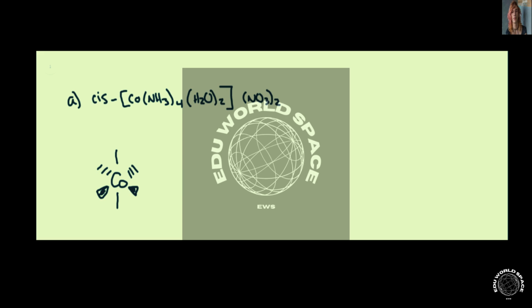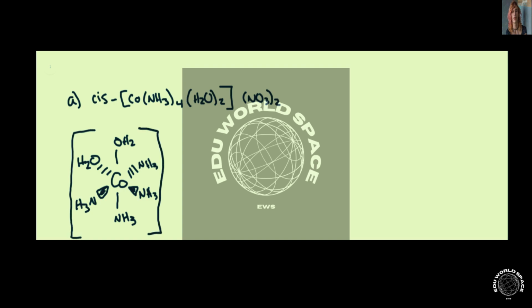Now, in order to have a cis molecule, I like to think of it as the thing that has 2, this H2O, those need to be on the same side. So we'll go ahead and put those OH2 and OH2. If this was a trans configuration, you would put these OH2s on opposite sides, so maybe one up here and one down here. And then we can just fill in the NH3s. NH3. So we have 4 of them. And this is our whole coordination complex.